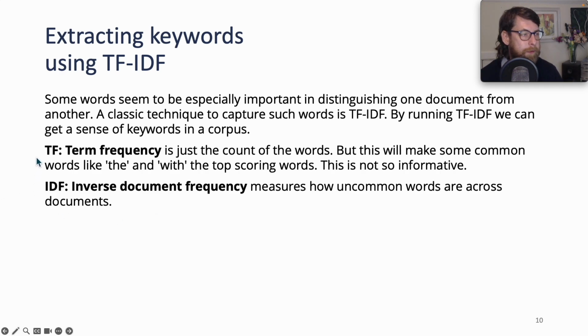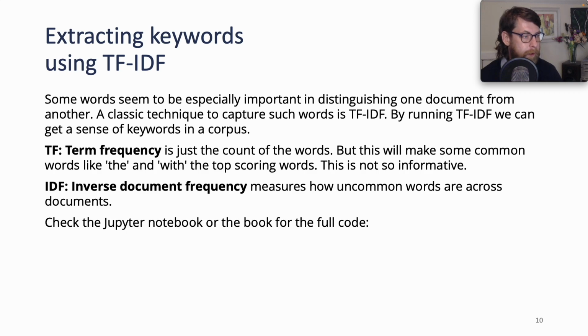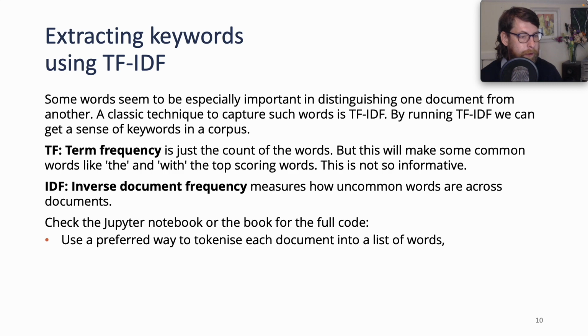The first thing to note, though, is what does it stand for? TF is the term frequency. So for each of the words, we just have a count for how common those words are in all of the data. But then we look at inverse document frequency, which is a formula for calculating how uncommon words are across the documents. And so you can check the Jupyter Notebook for the full code for this right here.